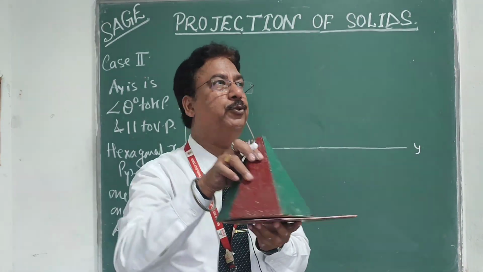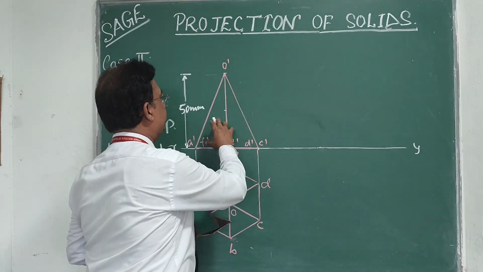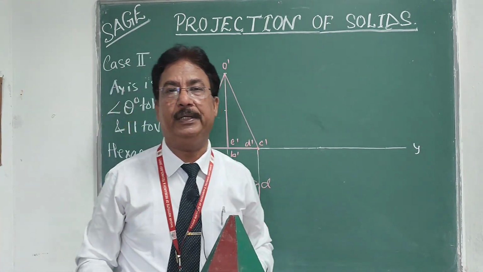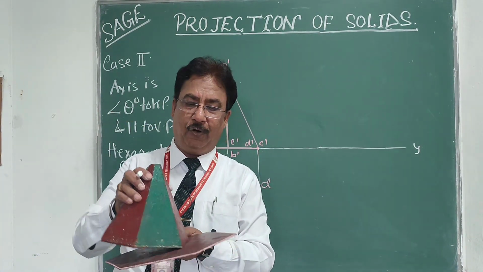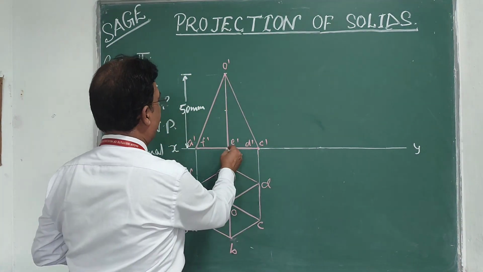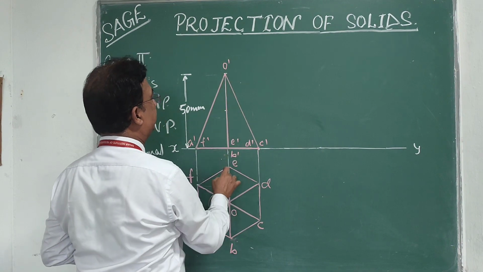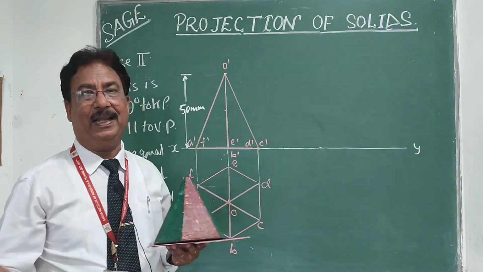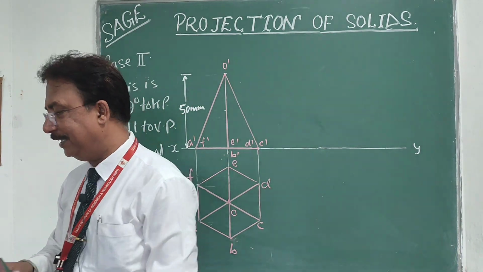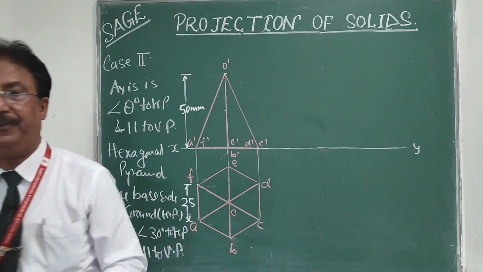So what I am going to do, I will reposition, or you can say alter the position of this solid in the front view and copy the new figure. Now as I want to make the axis inclined to HP by 30 degree, as you know that the axis will be passing through this O dash, B dash. So if you want to make the axis inclined to HP by 30, make the base inclined to HP by 60 degree. So that is the way to copy the figure fast.